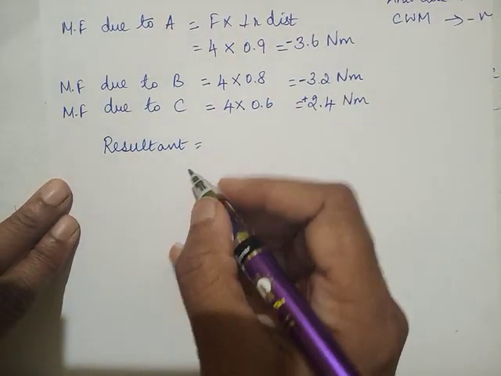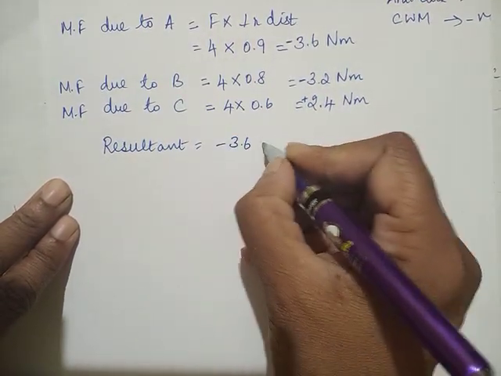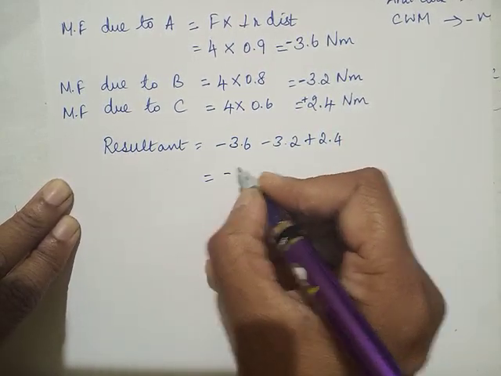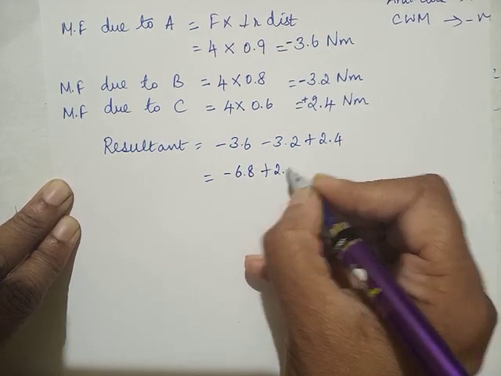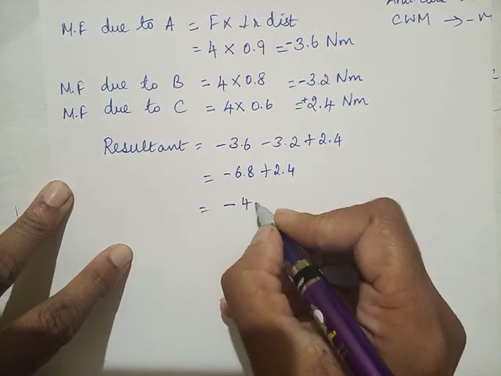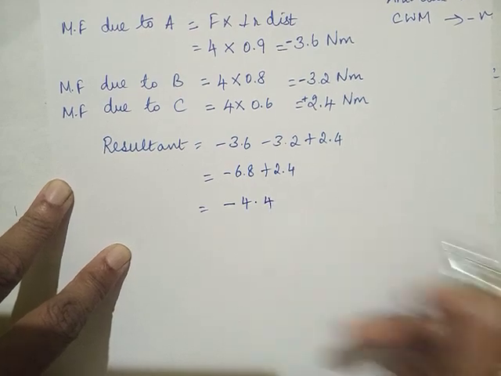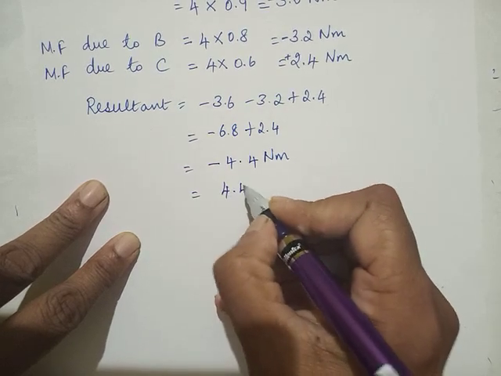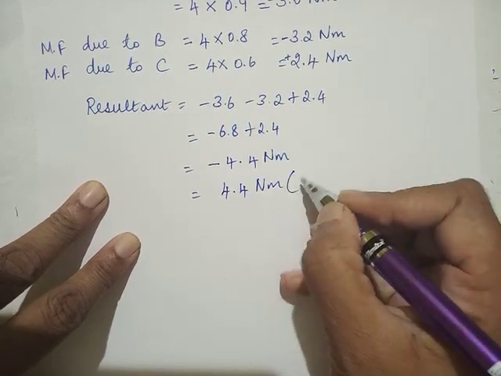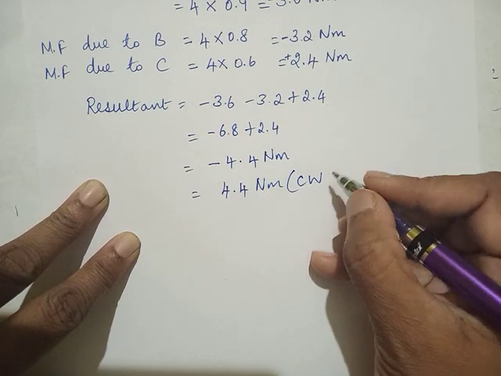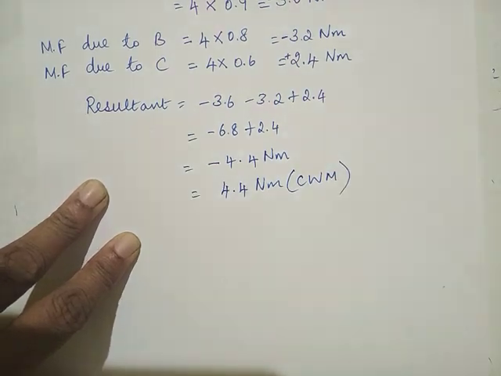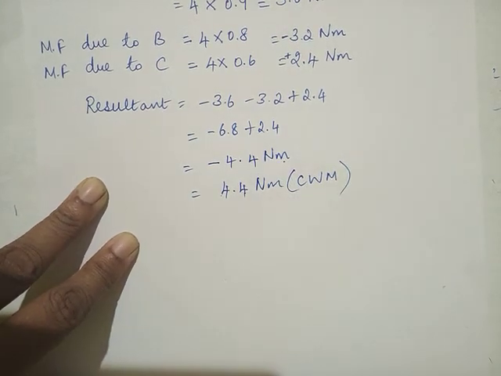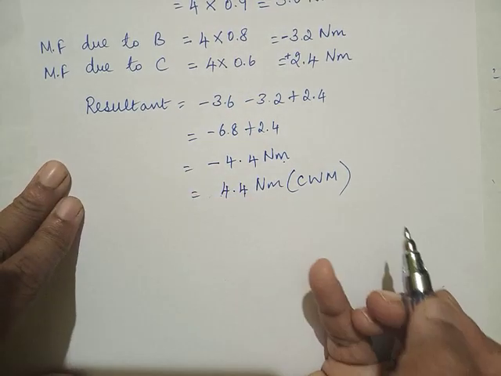So the resultant will be minus 3.6 minus 3.2 plus 2.4. So minus 6.8 plus 2.4, that will be minus 4.4 Newton meter. Or you can write in the next step 4.4 Newton meter in clockwise direction, or clockwise moment. Either you write it as minus 4.4 Newton meter, or you write 4.4 Newton meter within bracket clockwise moment. So this will be the answer.